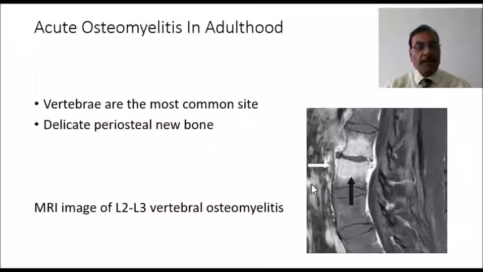Remember, acute osteomyelitis in adulthood occurs not in the long bones most of the time. It is the vertebrae which are affected. You can see some of the new bone formation anteriorly.